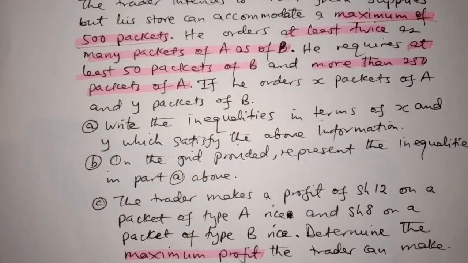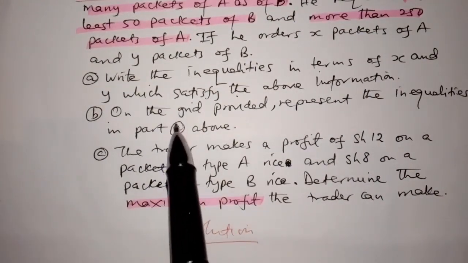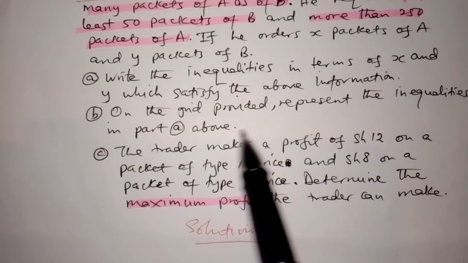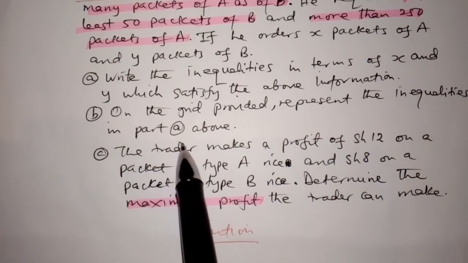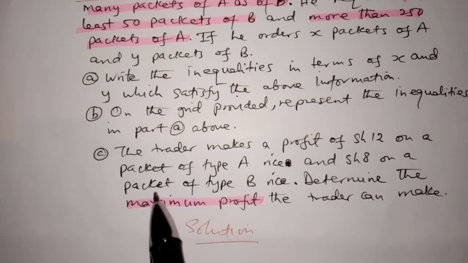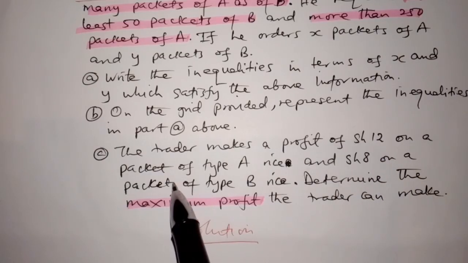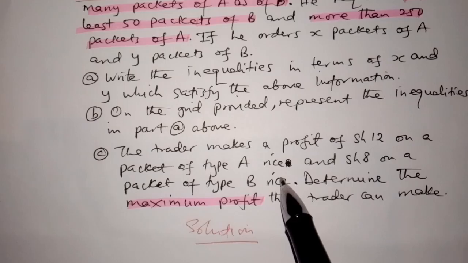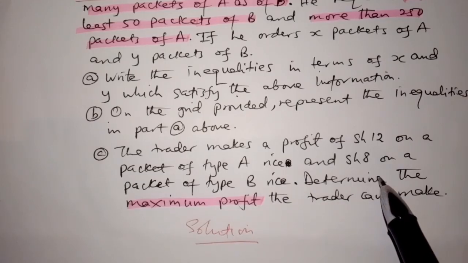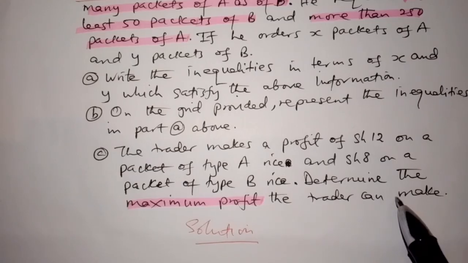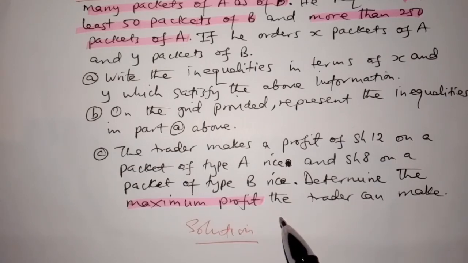Part B. On the grid provided, represent the inequalities in Part A above. Part C. The trader makes a profit of 12 shillings on a packet of type A rice and 8 shillings on a packet of type B rice. Determine the maximum profit the trader can make.